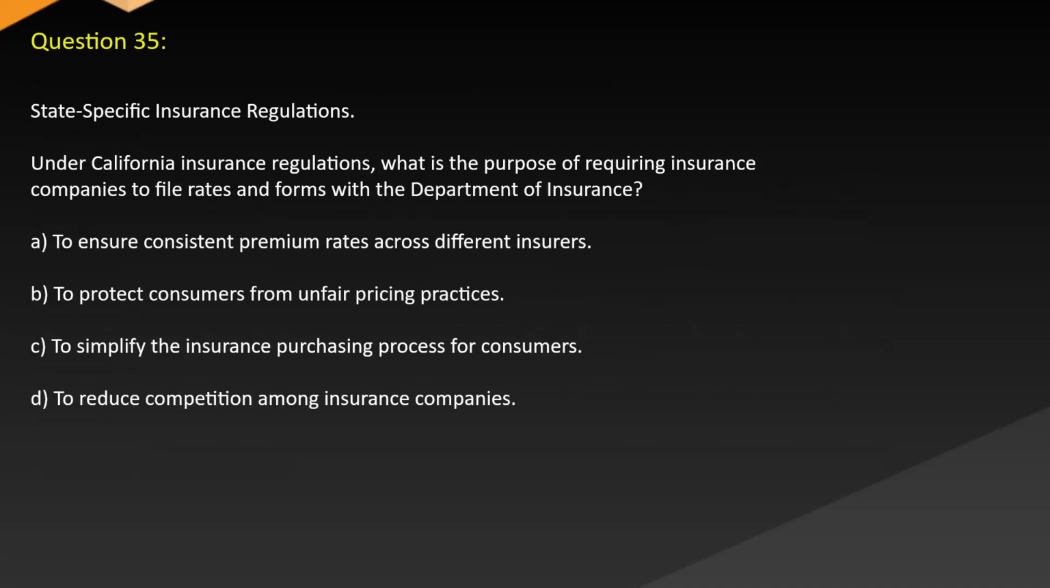Question 35. State-specific insurance regulations. Under California insurance regulations, what is the purpose of requiring insurance companies to file rates and forms with the Department of Insurance? A. To ensure consistent premium rates across different insurers. B. To protect consumers from unfair pricing practices. C. To simplify the insurance purchasing process for consumers. D. To reduce competition among insurance companies.